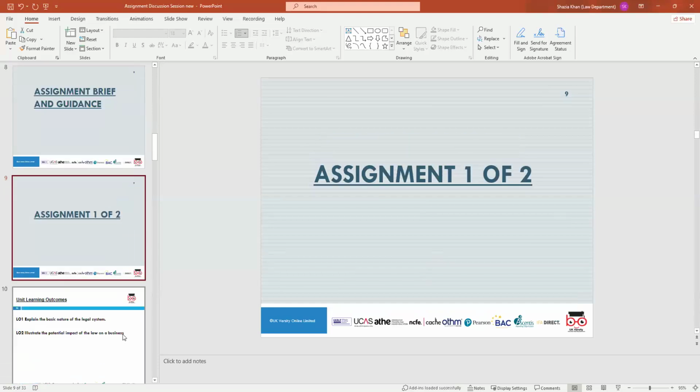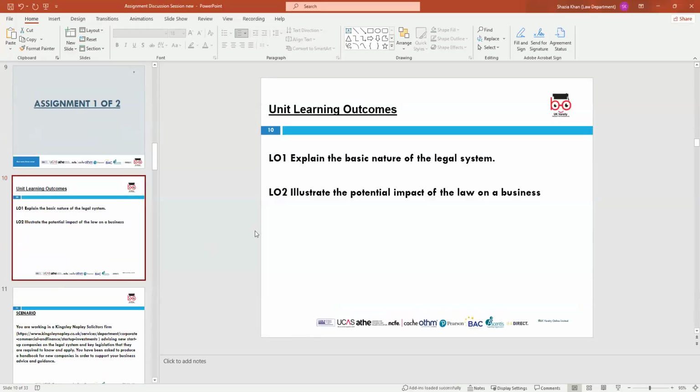So the first one we're looking at is assignment 1 of 2. For this assignment 1 of 2, you will need to look at unit learning outcomes. Learning outcome 1, which is to explain the basic nature of the legal system, and learning outcome 2, which is to illustrate the potential impact on law of a business. Okay, so here we're going to go through the scenario.